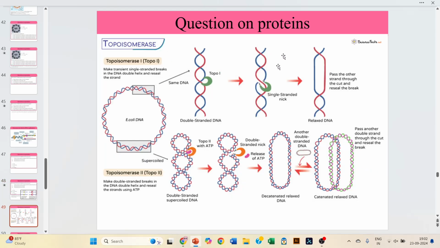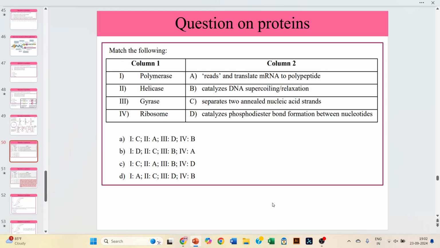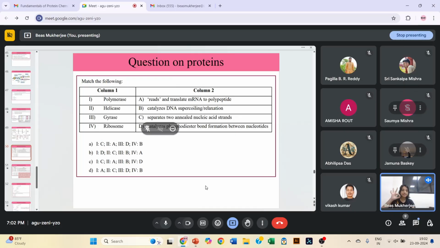Now this is the same thing given but in greater detail. You can go through this and you can see how this nick is joined and how the supercoiling strain is basically released, and then there can also be catenated relaxed DNA, that is also possible. Now what is catenated DNA? Catenated means that this is there and this is there. This is how it is getting interlocked. That is called catenation. So when you break this and you insert this inside and you join it, that is how catenation happens. You read about that if you're interested.